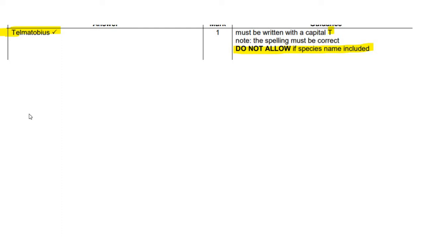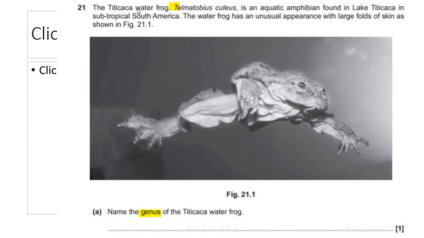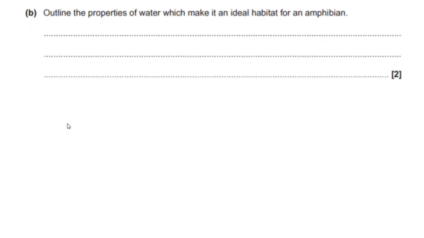So capital T, and the spelling that's correct in this case. It's not normally as important as other subject spelling. However, it's giving you the word here. Okay, so you have to get that right. Okay, next question.